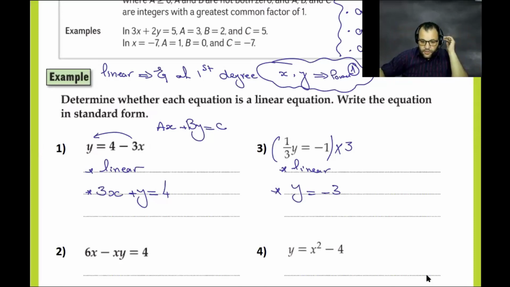Okay. So who can solve with me question number 2? Question number 2. We need another one. Question number 2.